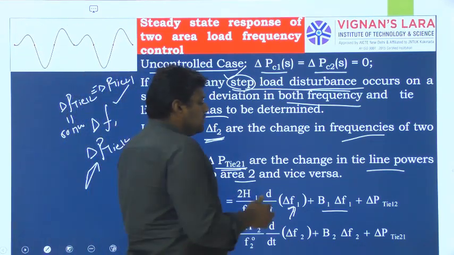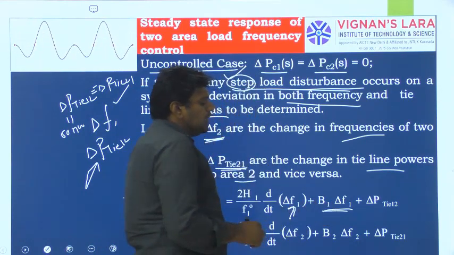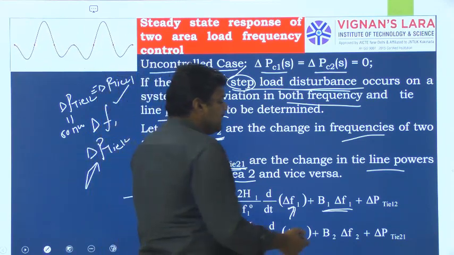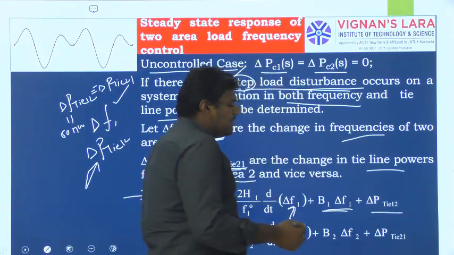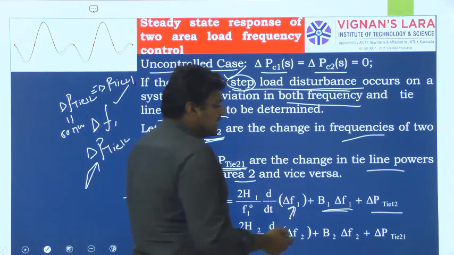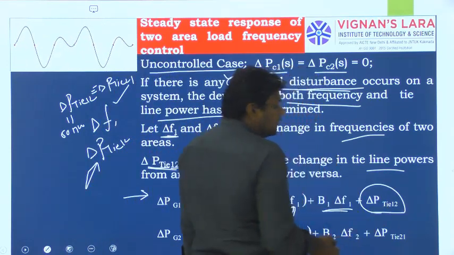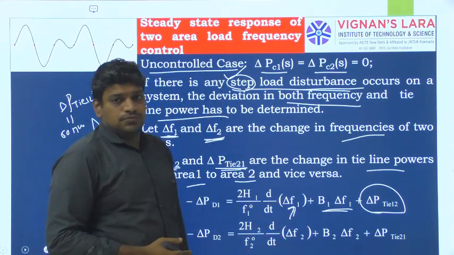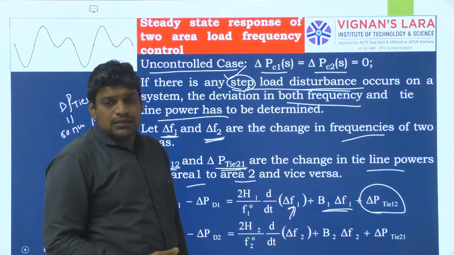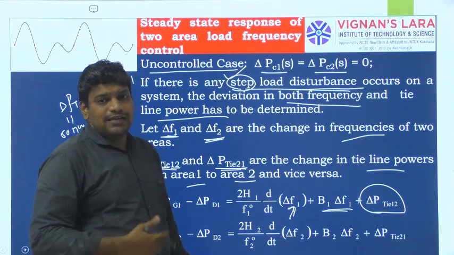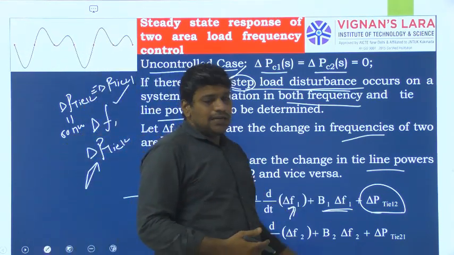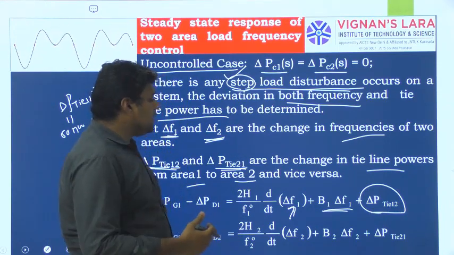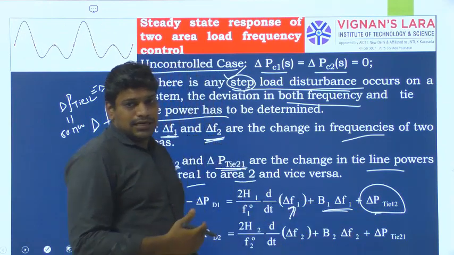So the second part will be the rate of change of motor loads with respect to change in frequency, and the third one will be the change in tie-line power, delta P tie 1. This delta P tie 1 comes into the picture in case of a two area system only. In case of a single area, delta P tie 1 will be 0. There is no concept of a second area, no concept of power transferred from area 1 to area 2. In case of a two area system, this parameter, delta P tie 12, will exist.